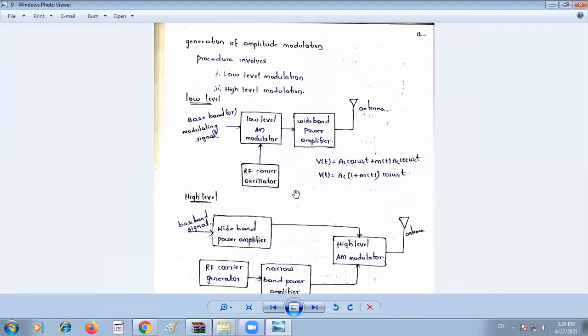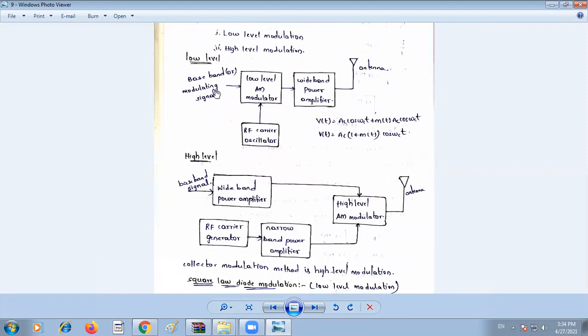And another concept is generation of AM. In the previous class, we went over some generation techniques: one is low level modulation and the other is high level modulation. Low level modulation is when the baseband or modulating signal is given to the AM modulator, and the RF carrier signal is also given to the modulator. After the modulation takes place, it is given to a wideband power amplifier. After the wideband power amplifier, an antenna is used to radiate the signal. This is low level amplitude modulation. The best example of low level amplitude modulation is the square law diode modulator.